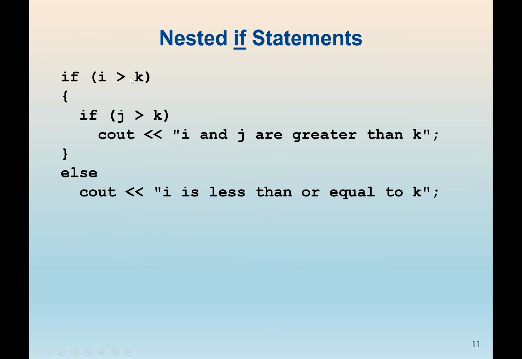Now, if i is greater than k, but j is less than or equal to k, then this statement will not execute. The "i and j are greater than k" will not execute because j greater than k is false. And also, it will not execute this, because it's already inside the second if statement. But if i greater than k is false, then it will execute the else section. So the else section will be executed.